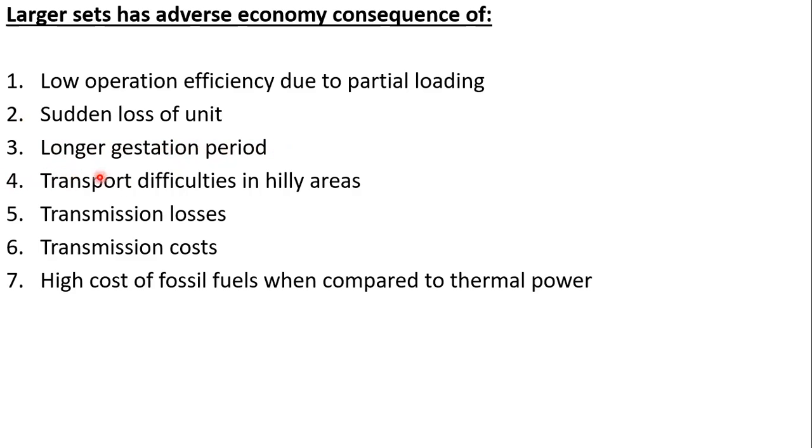And fourth one is transport difficulties in the hilly areas. While constructing in the hilly areas, there will be a transportation problem and transmission losses from the hilly areas to the downside areas, and the transmission cost will also be more. And seventh one is the high cost of fossil fuels when compared to hydro. If you use fossil fuels, we have a cost problem here, as fossil fuels will cost more. So these are the adverse economic consequences if you do not use the small hydro.